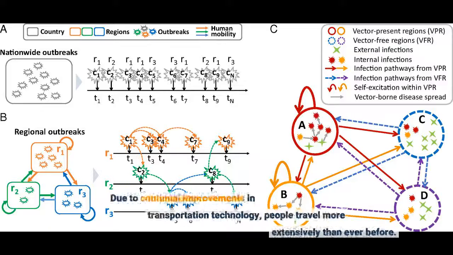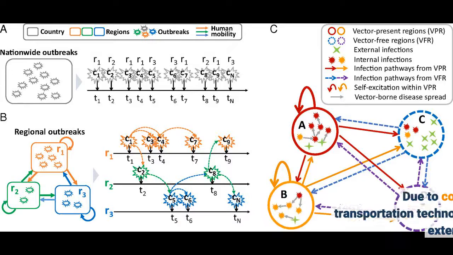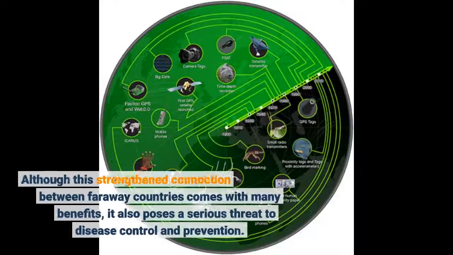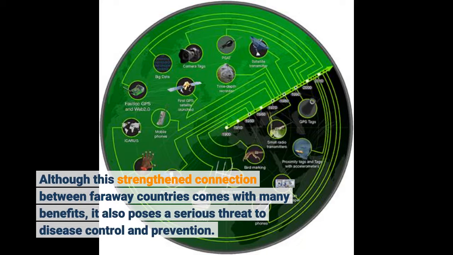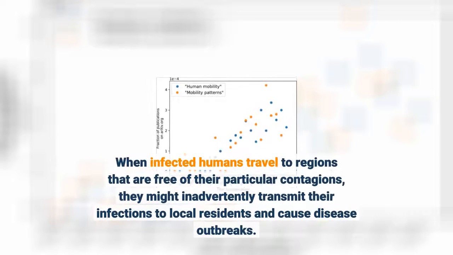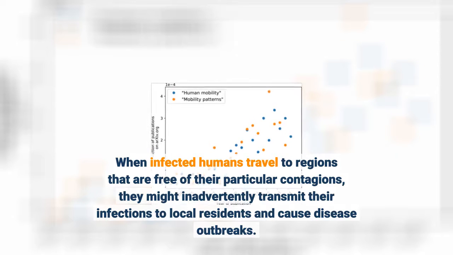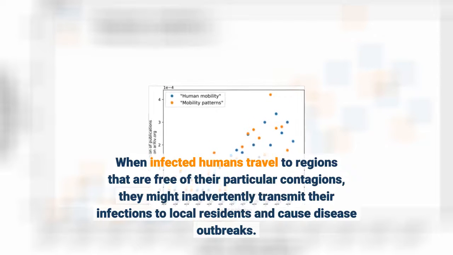Due to continual improvements in transportation technology, people travel more extensively than ever before. Although this strengthened connection between faraway countries comes with many benefits, it also poses a serious threat to disease control and prevention. When infected humans travel to regions that are free of their particular contagions, they might inadvertently transmit their infections to local residents and cause disease outbreaks.